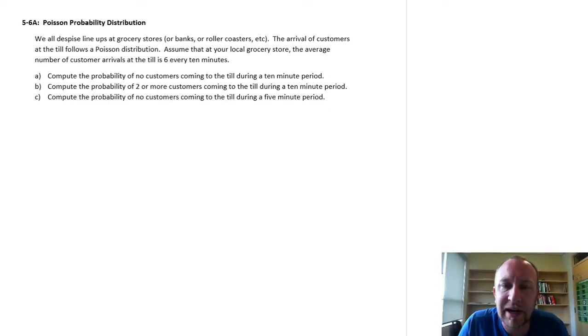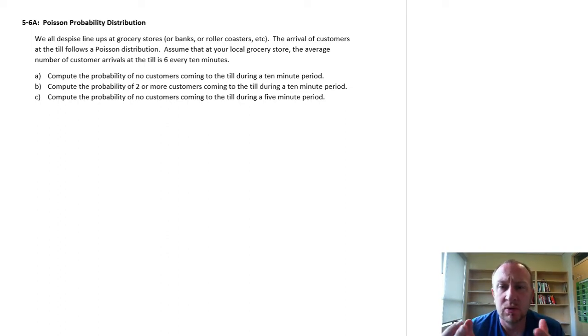Hello and welcome back. So in this exercise, we're going to look at a problem that deals with the Poisson probability distribution. The Poisson probability distribution is one that allows us to determine the frequency of events occurring within some interval, so within a time interval or a space interval, a distance or something like this.